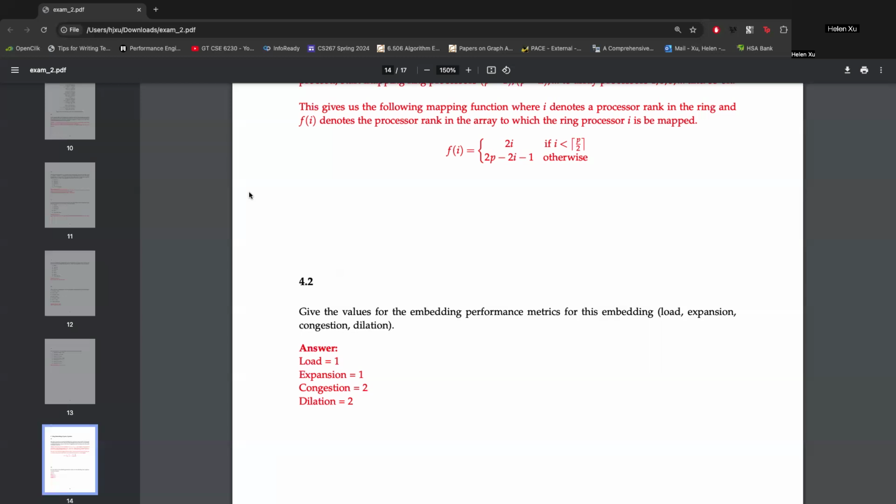And then dilation is, for every edge in the initial one, how many edges does it become? Like how does the distance increase in the embedding? So here 3 to 4 was 1 before, but now 3 to 4 becomes 2: 4 to 2 and 2 to 3. So that's why the dilation is 2.